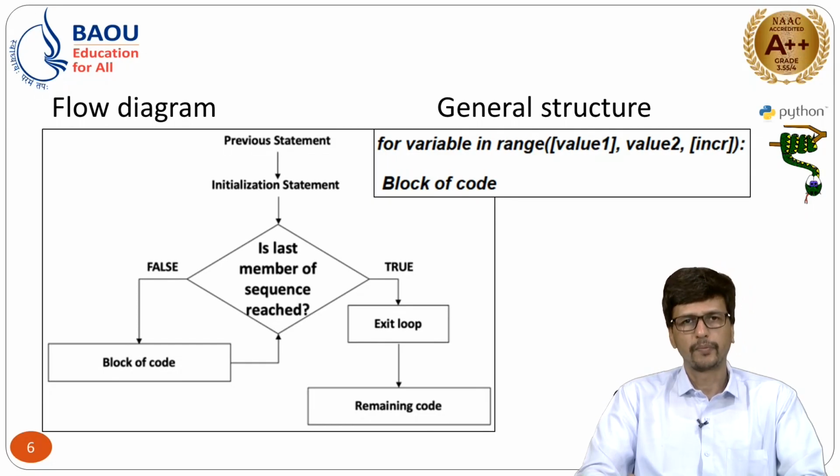It is optional, right? That's why a square bracket is used here. If you are not mentioning that value 1, by default Python will consider 1, right? Then the second is value 2, up to which value you have to iterate the loop. That means how many times you want to repeat the block of statements, that value you have to mention here.